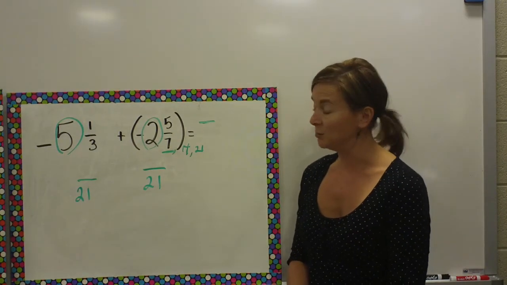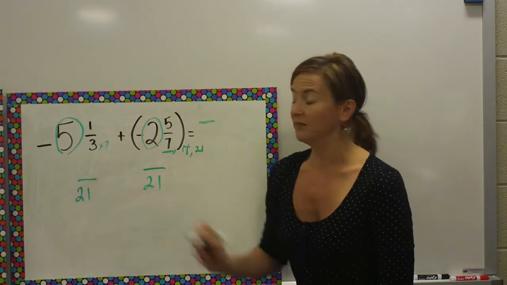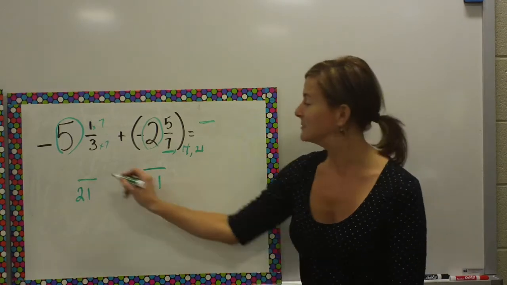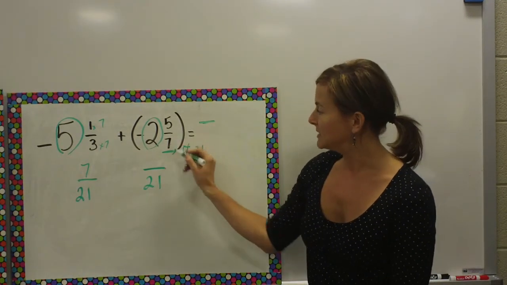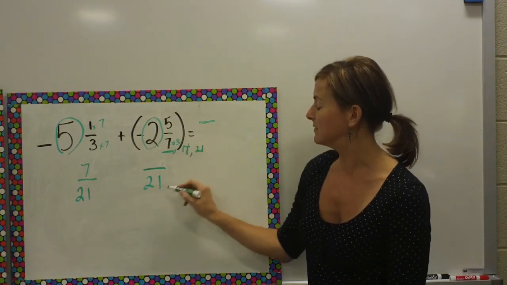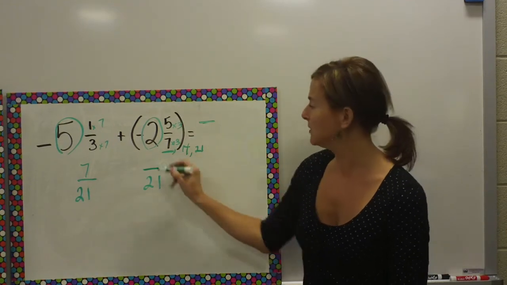Now I'm going to rewrite my numerators. To get from 3 to 21, I multiplied by 7. So that means I have to multiply my numerator by 7. 1 times 7 is 7. Next, to get from 7 to 21, I multiply by 3. 7 times 3 is 21. So I do the same to my numerator. 5 times 3 is 15.